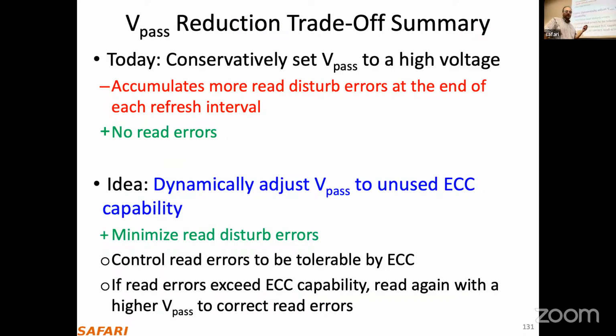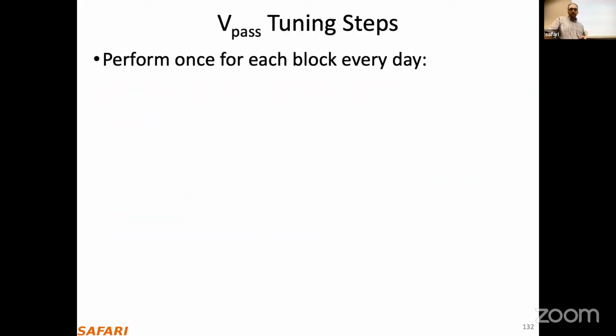But the idea here is that we dynamically adjust VPass to unused ECC capability. It minimizes read disturb errors, but basically it can provide some read errors, but you can fix them by ECC. However, if read errors exceed ECC capability, basically we need to adjust VPass. So we can increase VPass just a little to make sure that we can read better, I mean, with fewer errors.